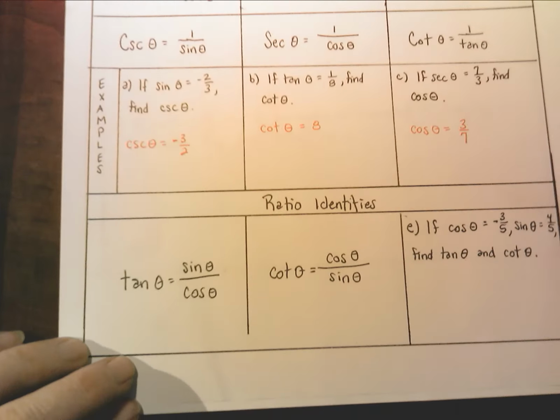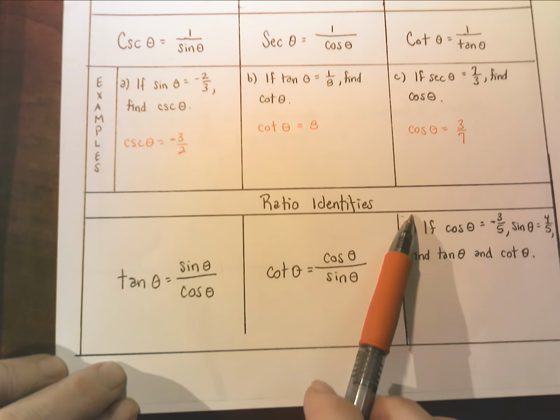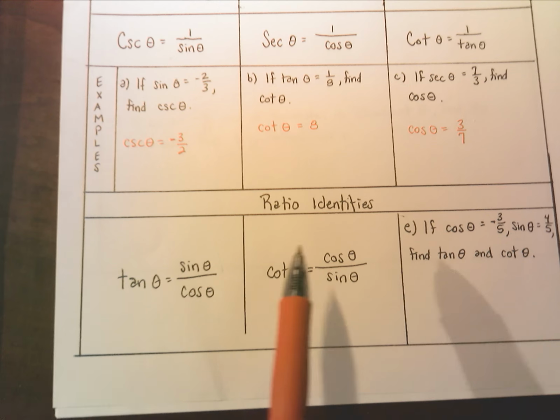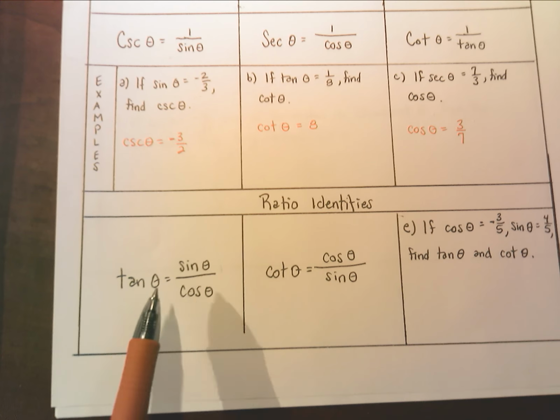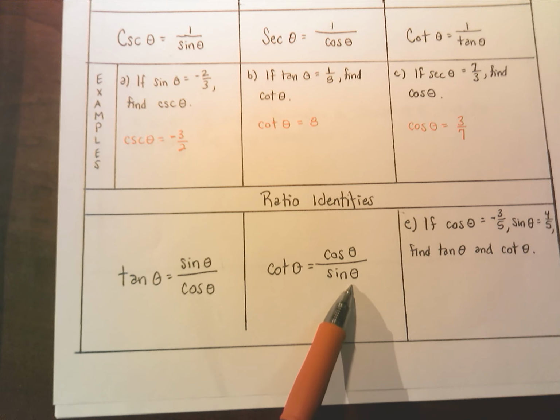Okay, so then we go on to another set of identities in trig, which are called ratio identities. Ratio identities really specifically refer to tangent and cotangent. Tangent can always be written as sine over cosine. Cotangent is the reciprocal of that, so the reciprocal of sine over cosine is cosine over sine.